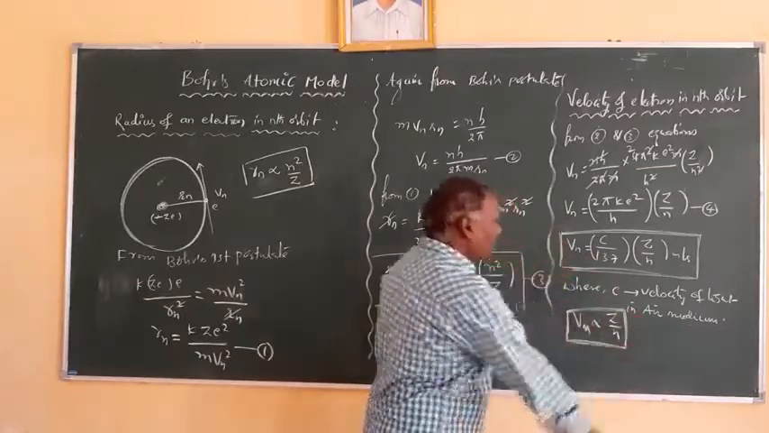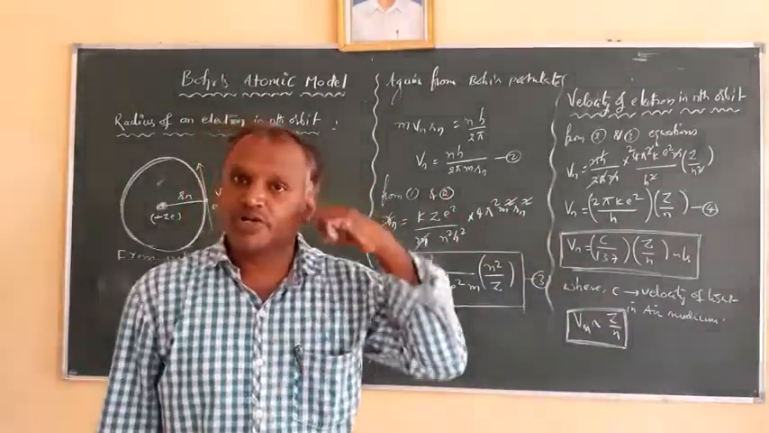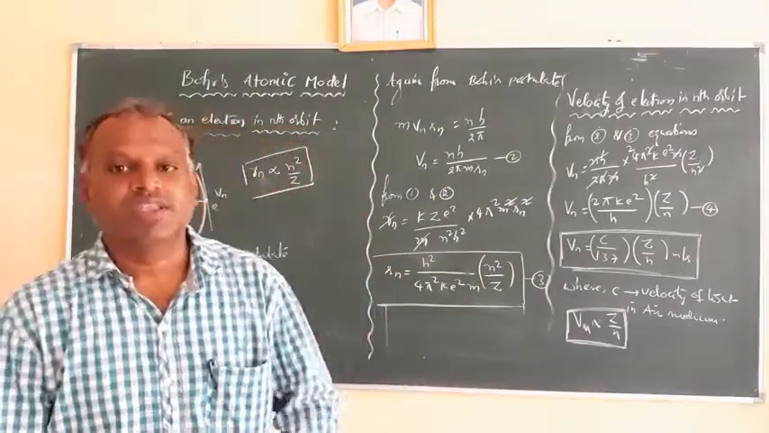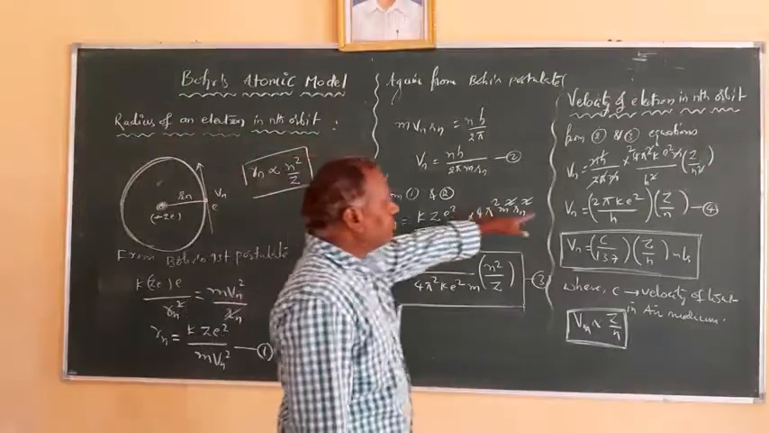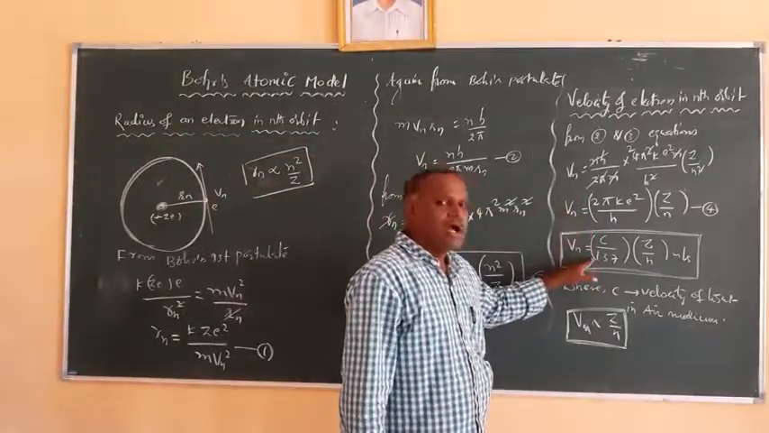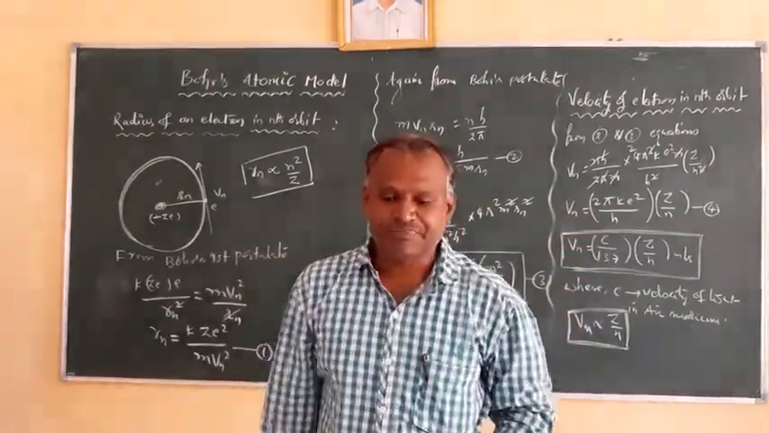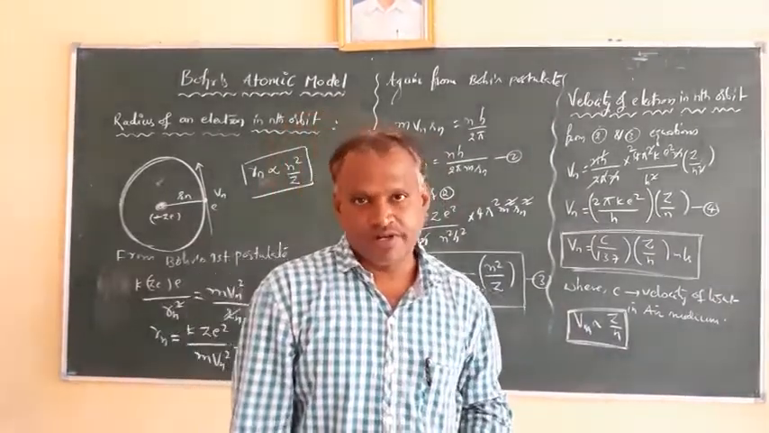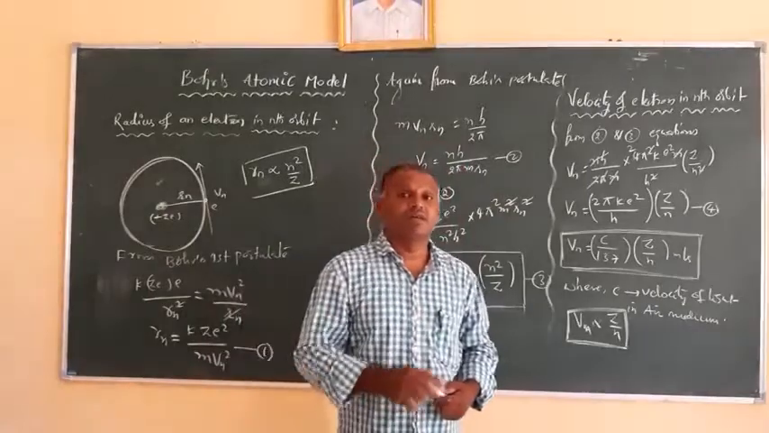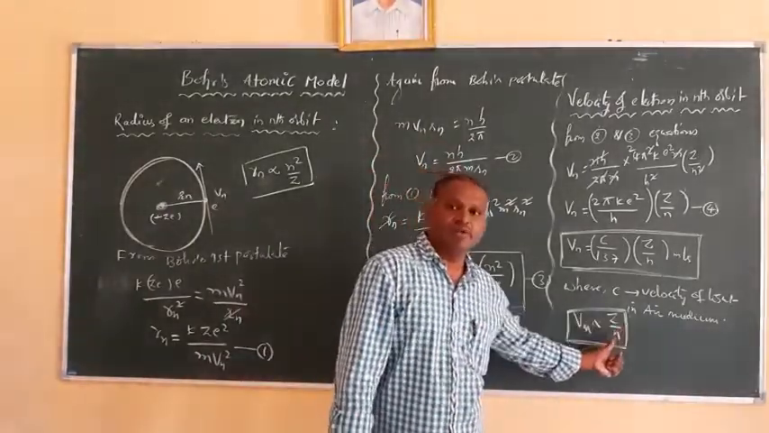So the velocity of any electron in nth orbit is inversely proportional to the order of the orbit. That is, Vn is proportional to Z upon n. So this is the equation for velocity of electron in nth orbit, in terms of velocity of light. The velocity of these electrons is independent of the mass of that electron, and it depends on the order of the orbit where it is revolving. That is, we have the relation Vn proportional to Z by n.